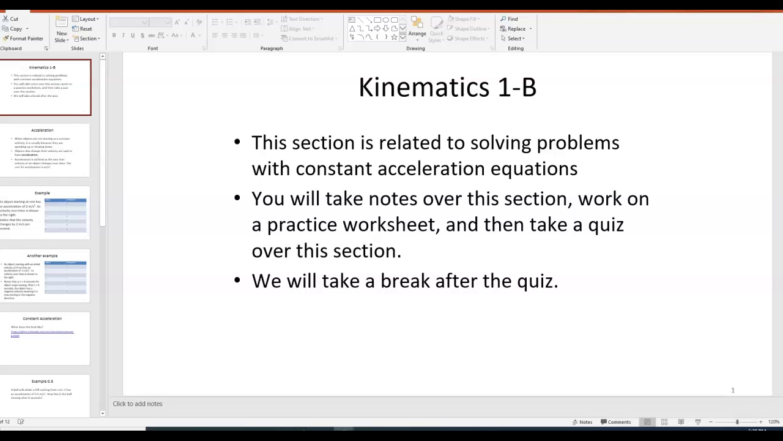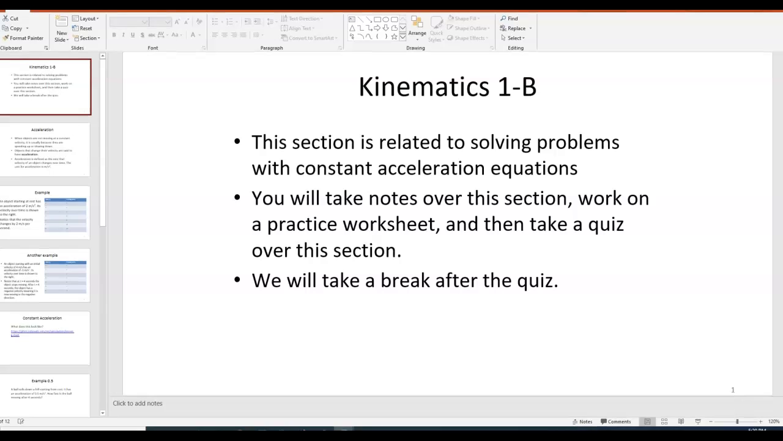Okay, so this video is over Kinemax 1B and it's going to be about acceleration, the concept of acceleration and then solving problems with constant acceleration equations. As always, you should take notes over this section. After you watch this video, you're going to work on a practice worksheet and then take a quiz over this section.